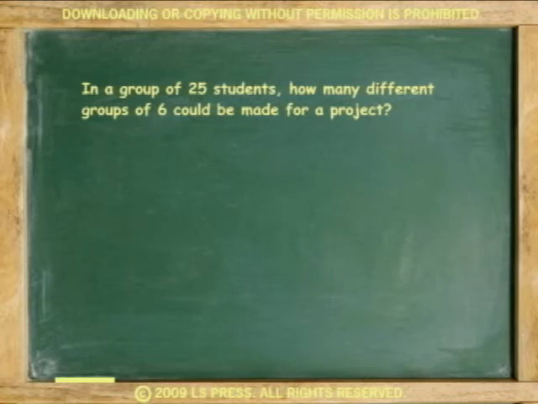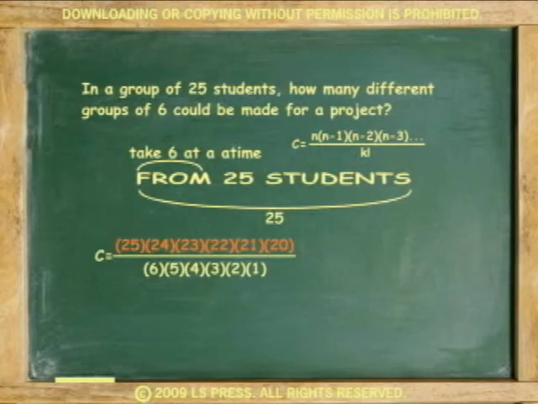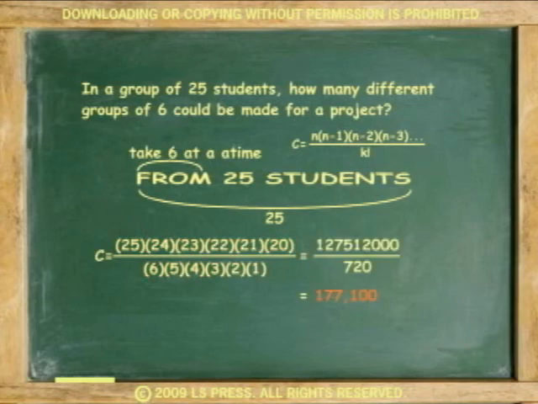Another example. In a group of 25 students, how many different groups of 6 could be made for a project? Again, apply the equation for combinations. n equals 25, k equals 6. Multiply down from 25 to 20, which is 6 numbers: 25 times 24 times 23 times 22 times 21 times 20, divided by 6 factorial. The answer is 177,100 different groups.